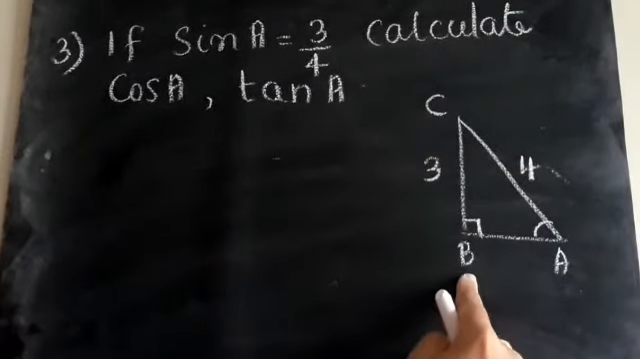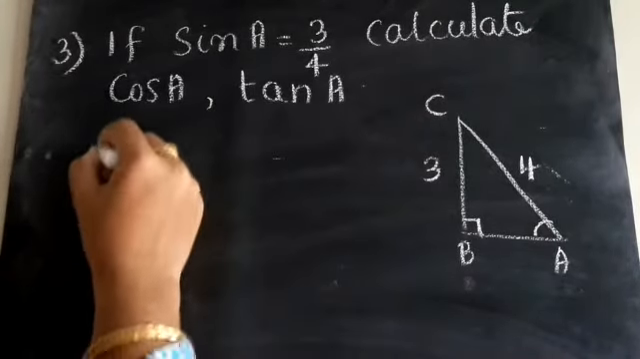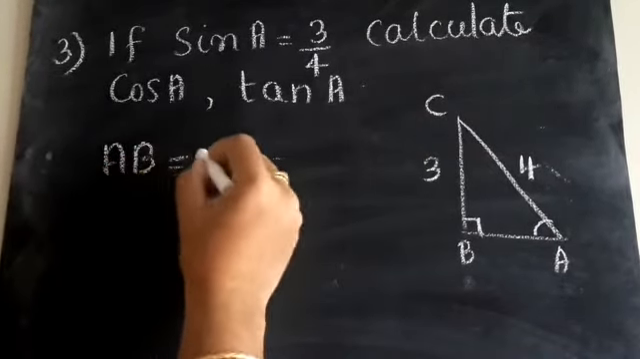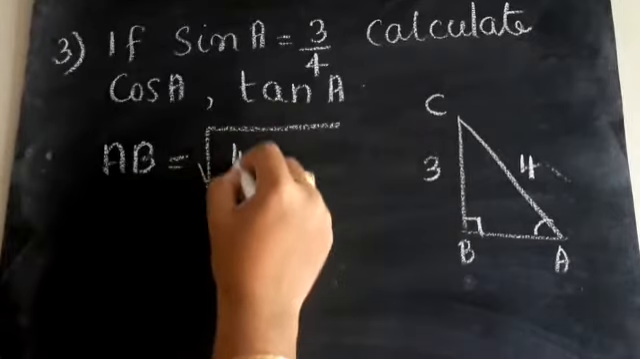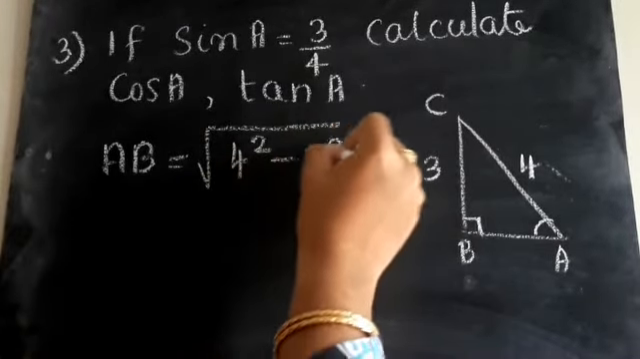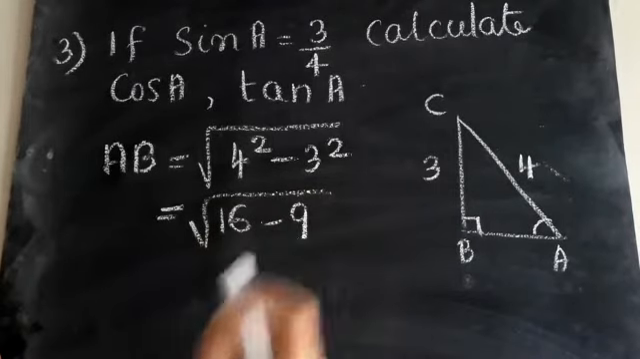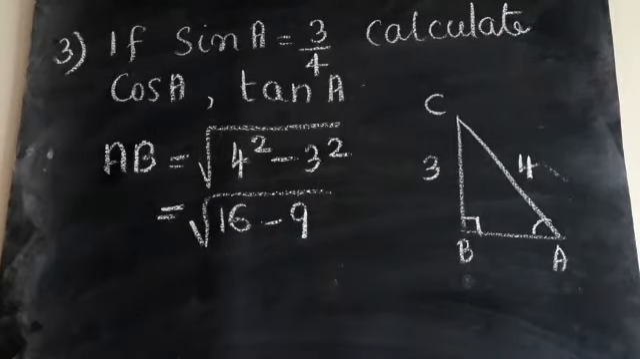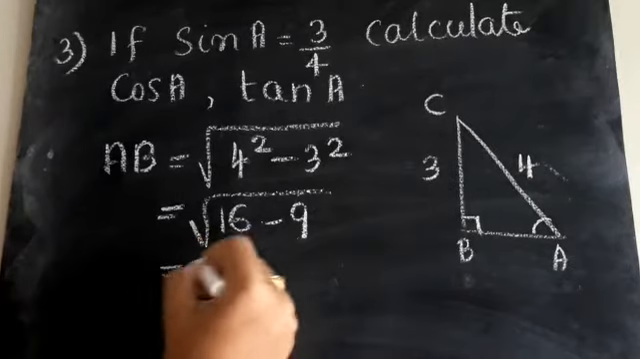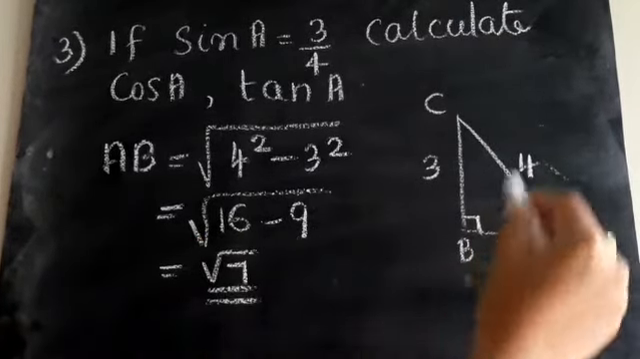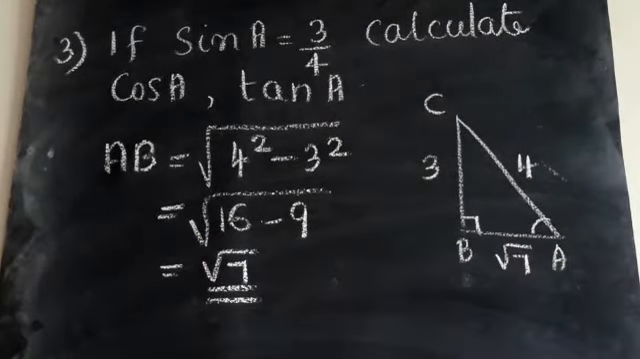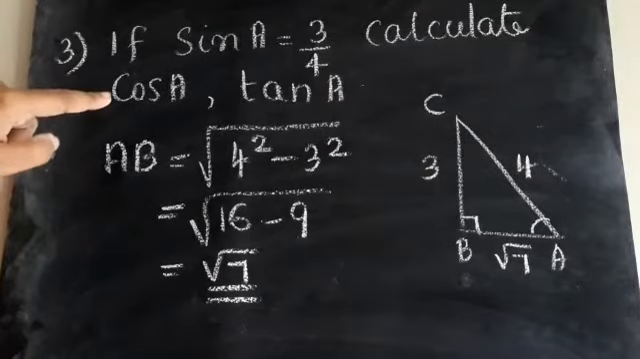So which side is unknown? AB. So that side you can find out using Pythagoras theorem. So AB is equal to root of 4 square minus 3 square. What is root 4 square? 16 minus 9. 16 minus 9, what is that? It is root 7. So what is the third side? Root 7. So next you should find out cos A.